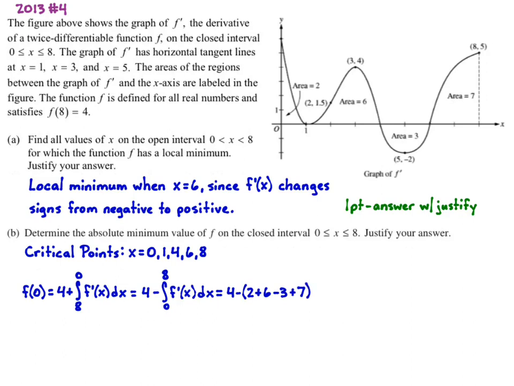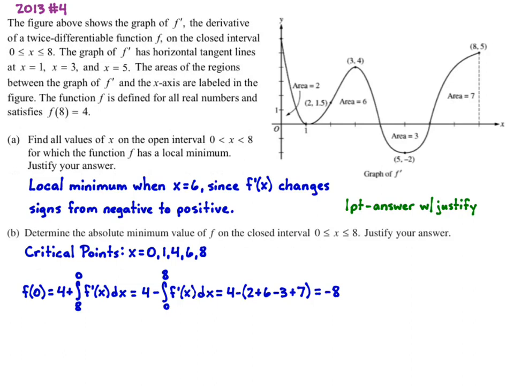You can see the reason I flip that, instead of going from 8 to 0, is because I can think of this area as positive, positive, negative, positive. Whereas if I was going from 8 to 0, going backwards, then this would be negative, negative, positive, negative, and that just causes my brain to go funny. Anyways, we simplify this and we get negative 8.